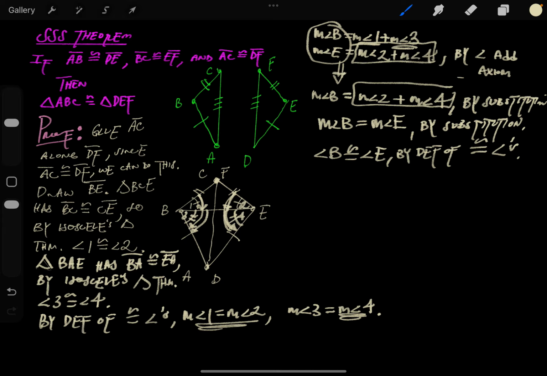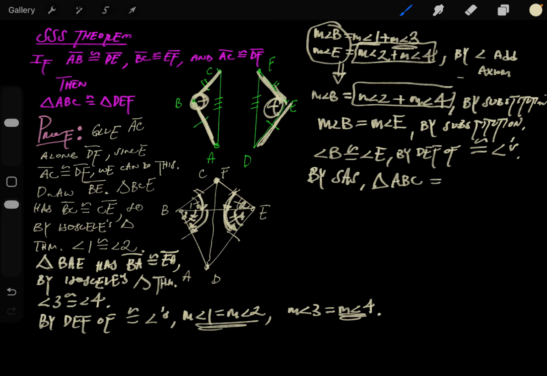And then you're done, because if you look at the original triangles, this side is the same as this side. This angle I just showed is the same as that angle. And this side is the same as this side. So by side, angle, side, the two triangles are indeed congruent. By side, angle, side, triangle ABC is congruent to triangle DEF. And you're done.